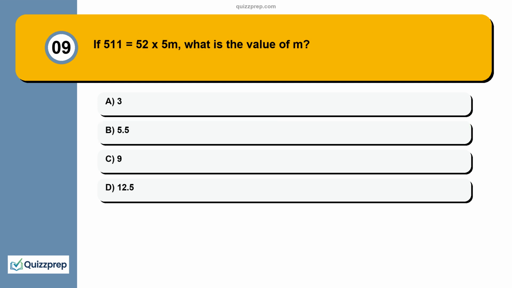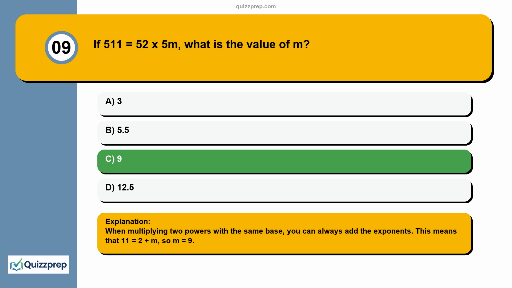Question 9. If 5¹¹ equals 5²x5^m, what is the value of m? 3, 5.5, 9, 12.5. When multiplying two powers with the same base, you can always add the exponents. This means that 11 equals 2 plus m, so m equals 9.